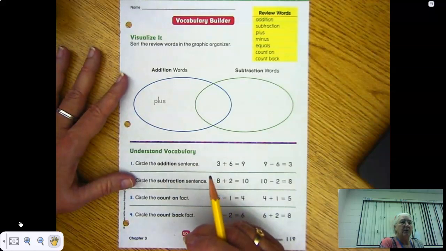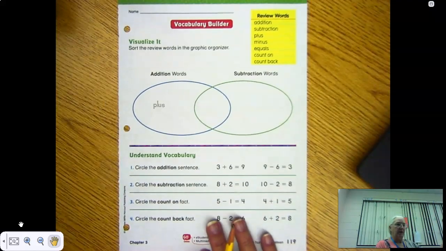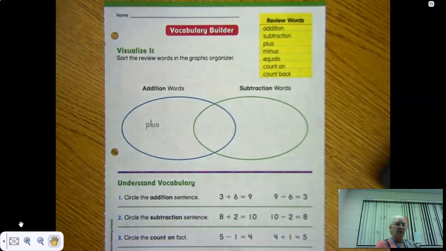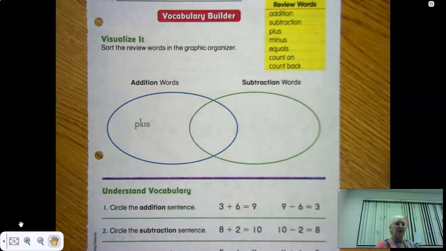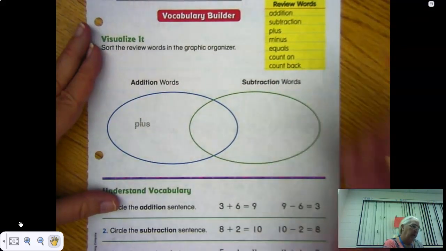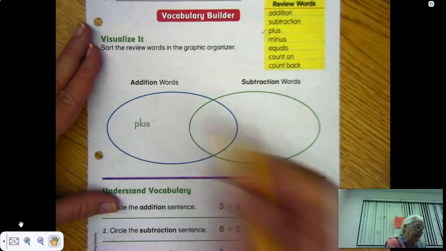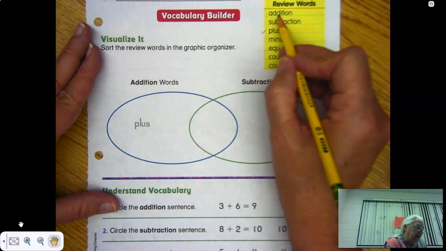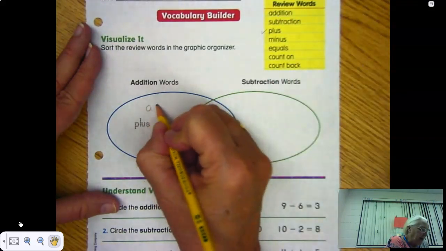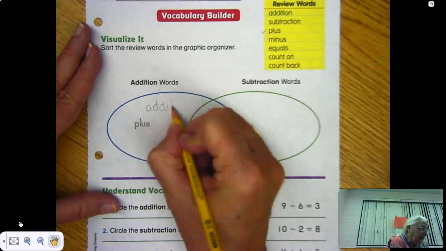So we're going to sort the review words in the graphic organizer. Which words go where? Which words are addition words? Which words are subtraction words? And which words could we use for both? So plus is definitely an addition. Let's go ahead and get addition in the box or in the Venn diagram.